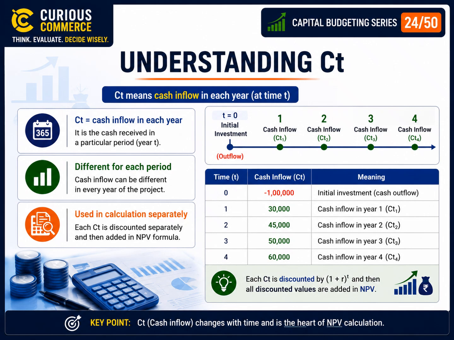If you observe this example, year 0 means the initial investment, then the first year, second year, third year, and fourth year. The cash inflows are 30,000 rupees, 45,000 rupees, 50,000 rupees, 60,000 rupees. We should calculate the discounting value for each year separately.